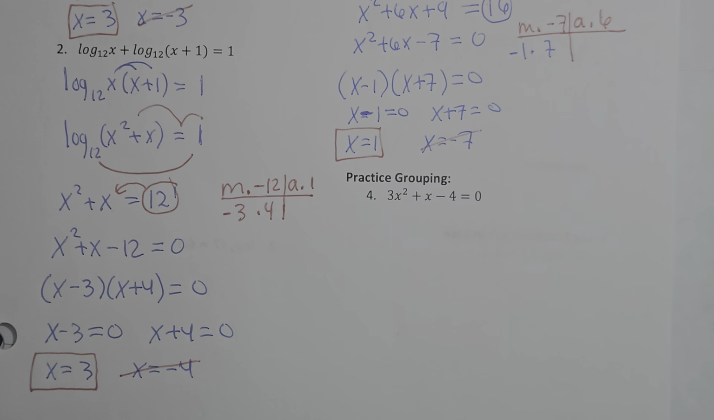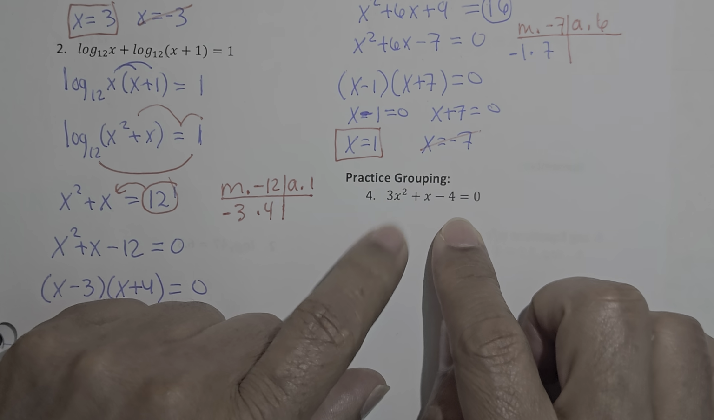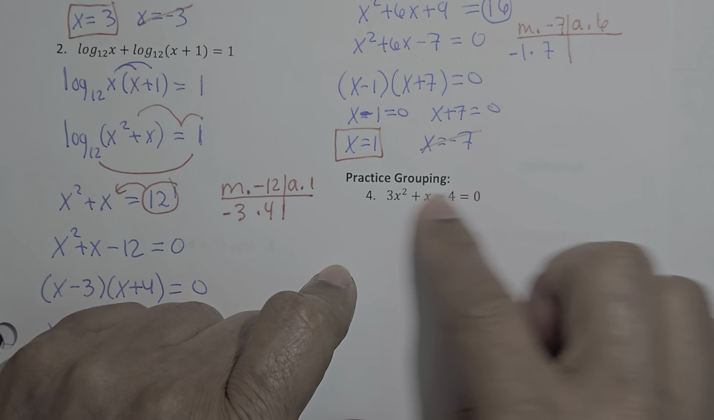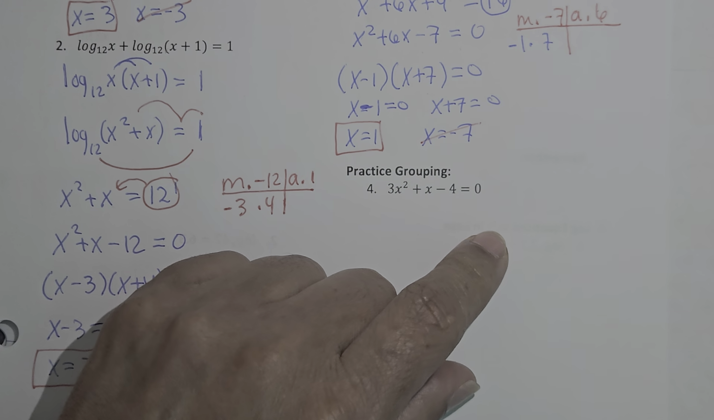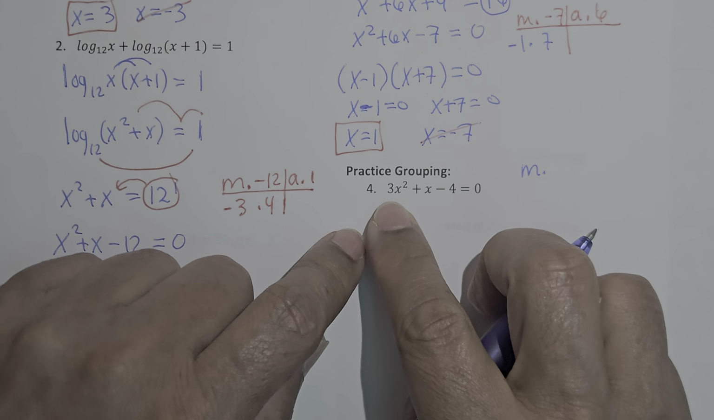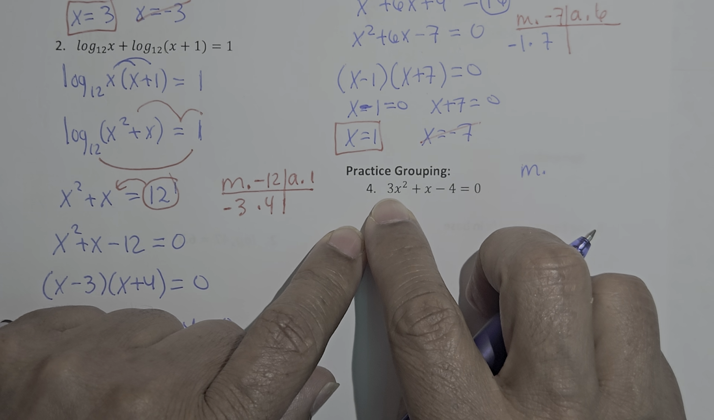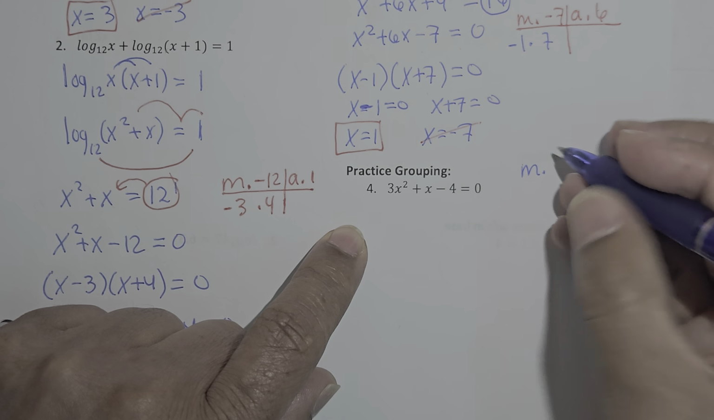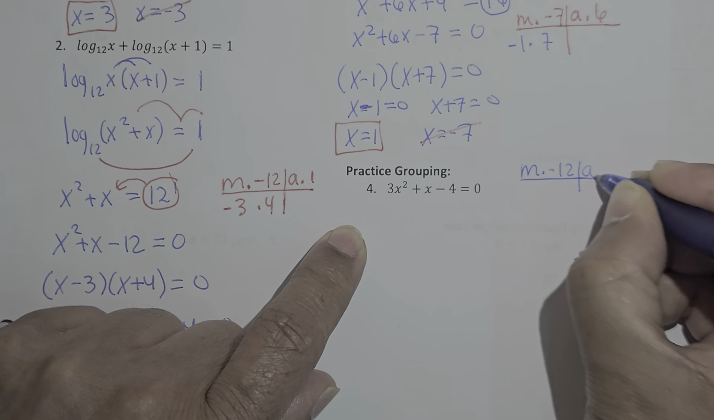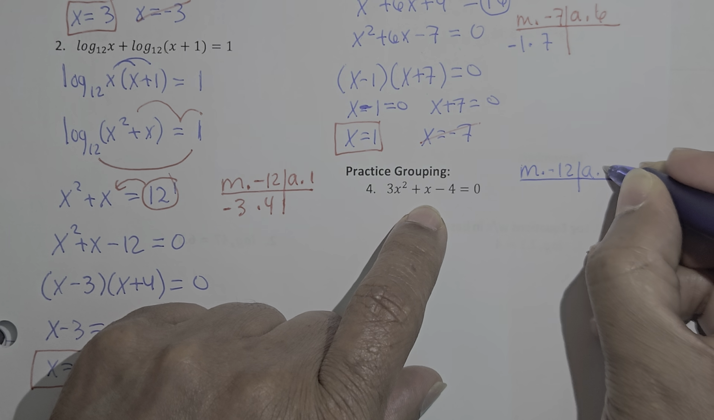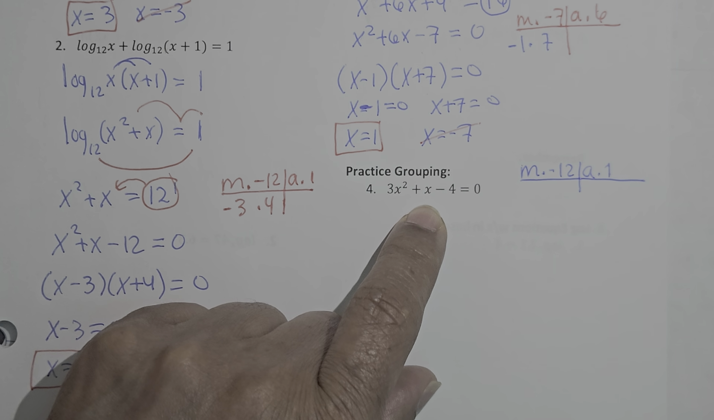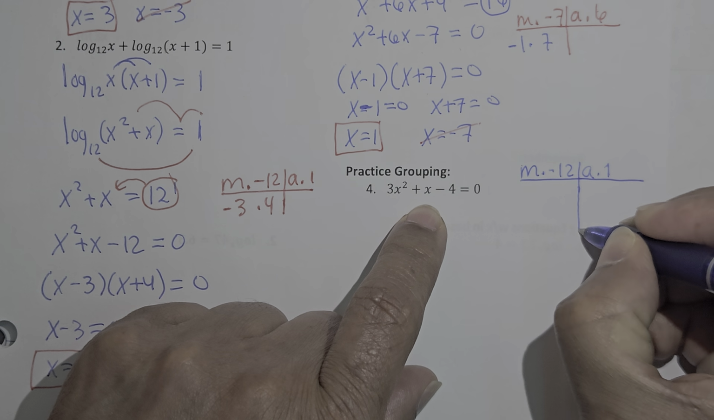Last example. In this case, you don't have logs, but the purpose of this example is just so that you remember factoring by grouping. Okay, so what I need to do is find multiples of a times c. In this case, a is not 1, a is 3. So multiples of 3 times negative 4, which is negative 12. But then those multiples need to add to a b value of positive 1 because we have 1x as a b value.